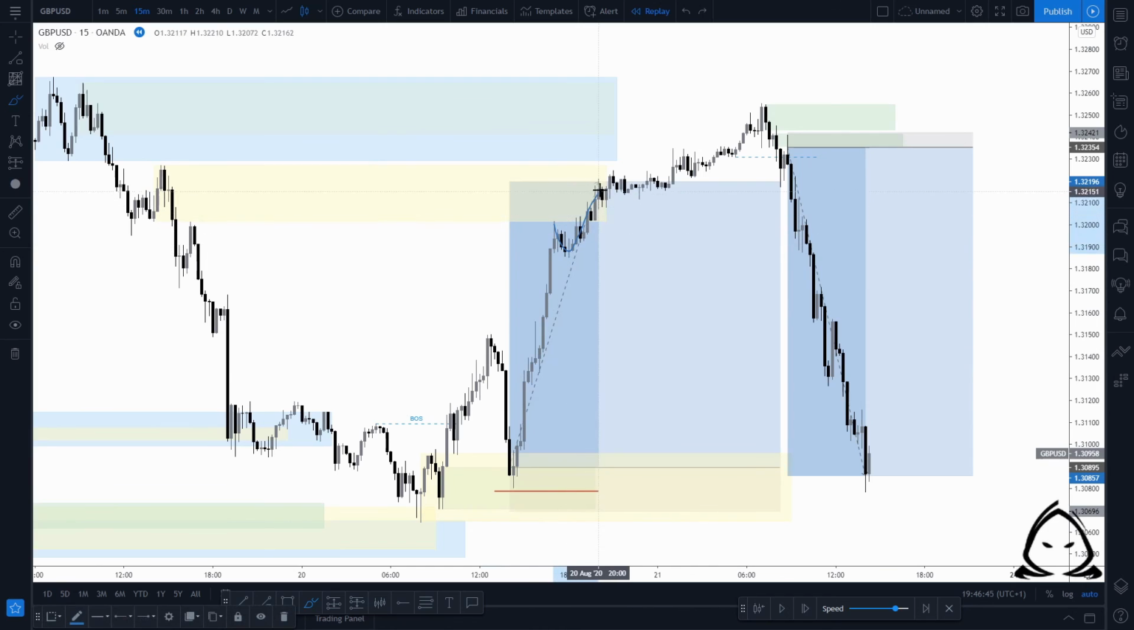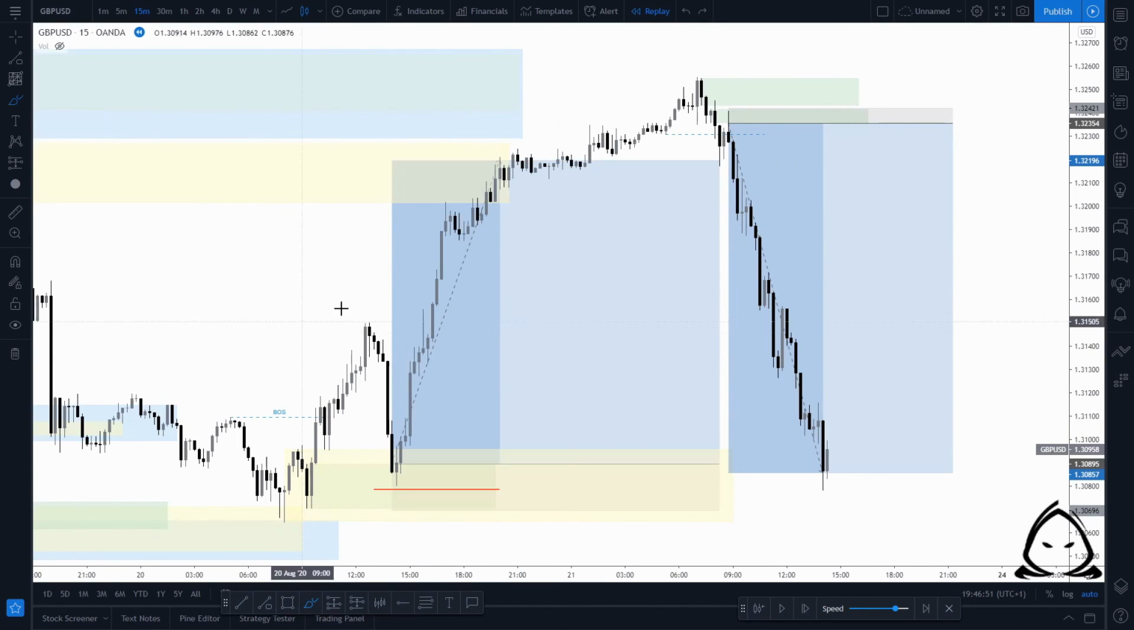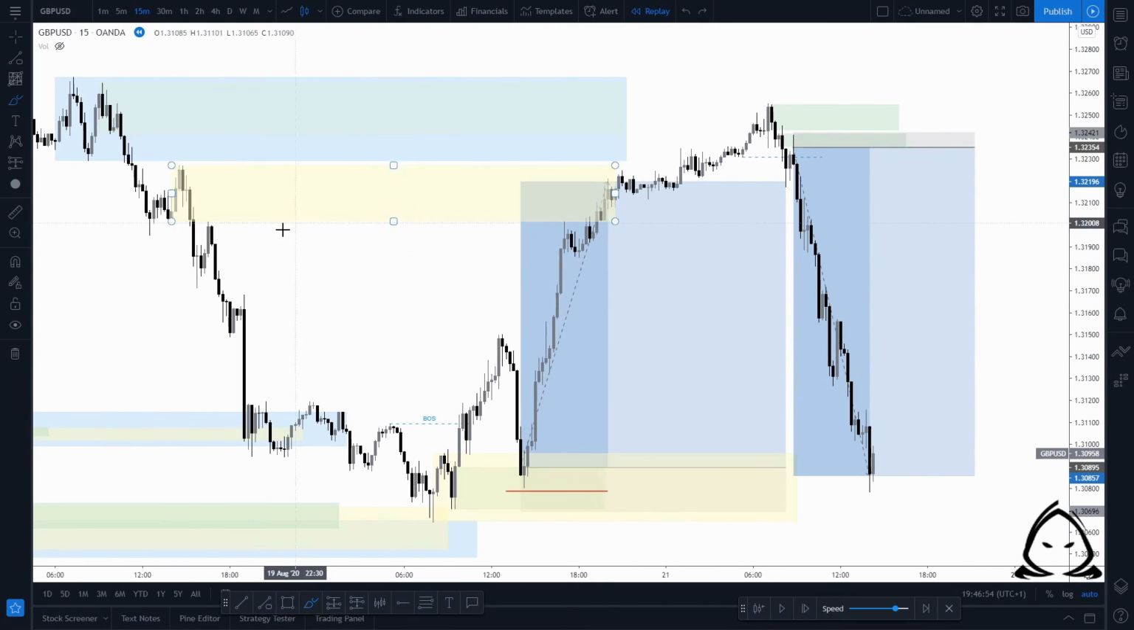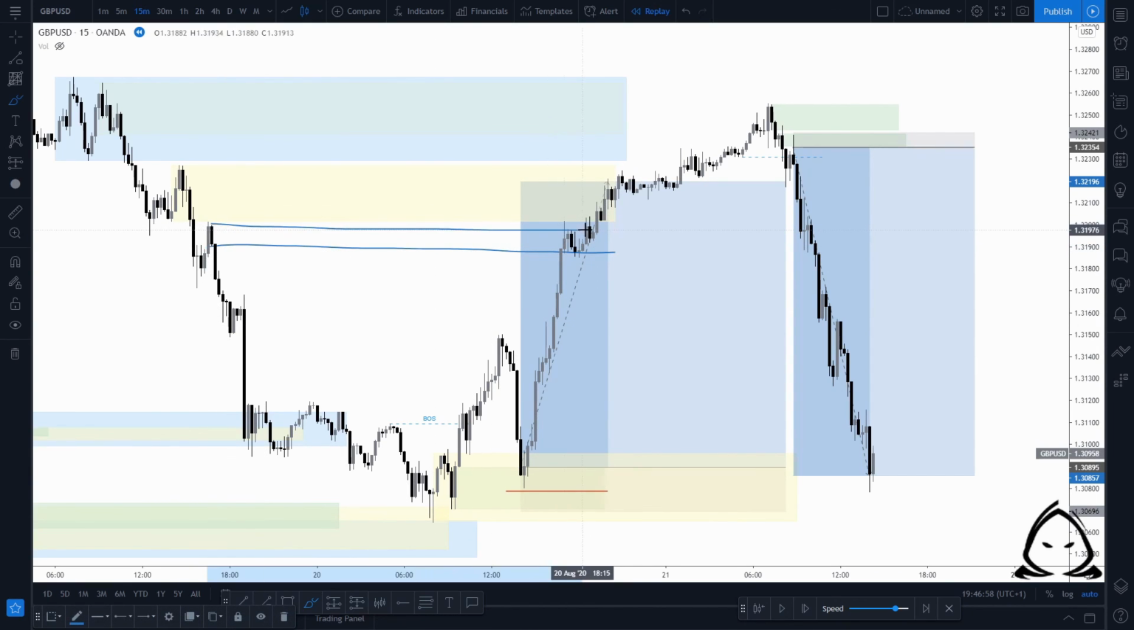So if we used a confirmation entry, we can see we never actually broke any of the lows that were created here, which didn't give us an entry signal. So it would have filtered any sort of loss that could have been incurred if we simply just traded off of these blocks in itself.